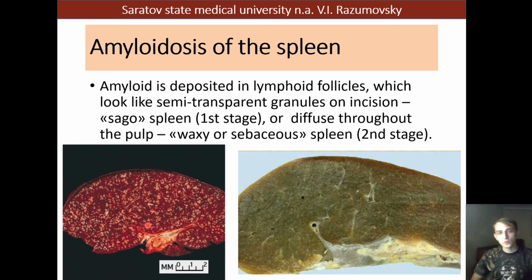In the picture of first stage, you can see that in the red area of incision of spleen, you may find white dots. These white dots are the localization of the amyloid in the spleen. And in second stage, you couldn't find any different areas. All spleen is enlarged and has waxy structure.